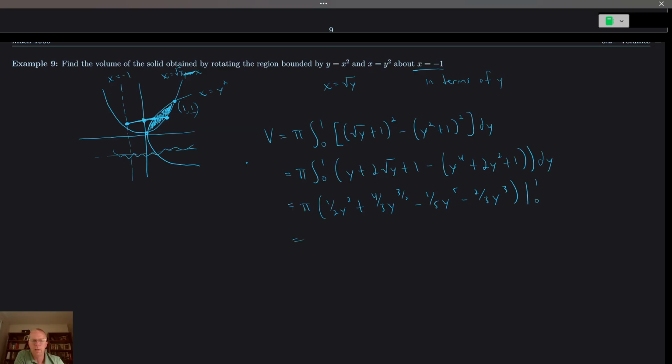And then we plug in the 1. 0 is obviously going to make everything go away. Plug in the 1, just double checking. I got the right answer, and it should be 29 pi over 30.